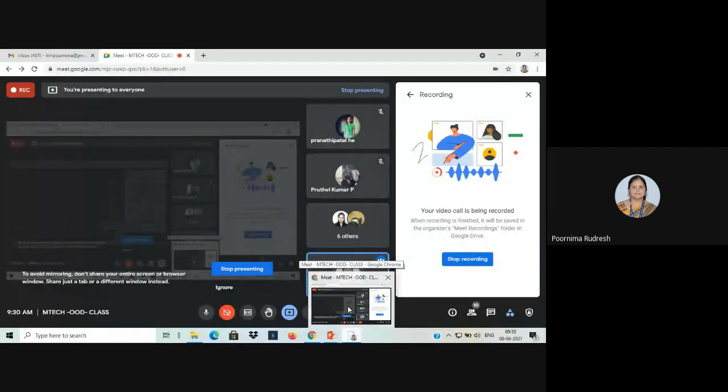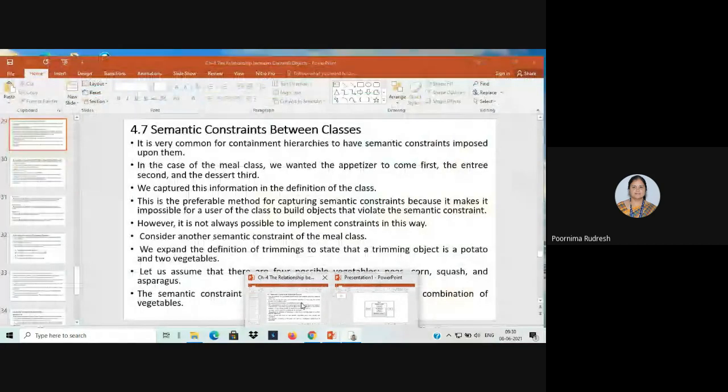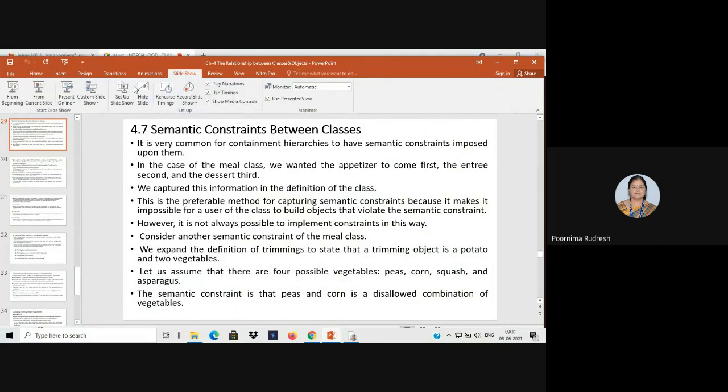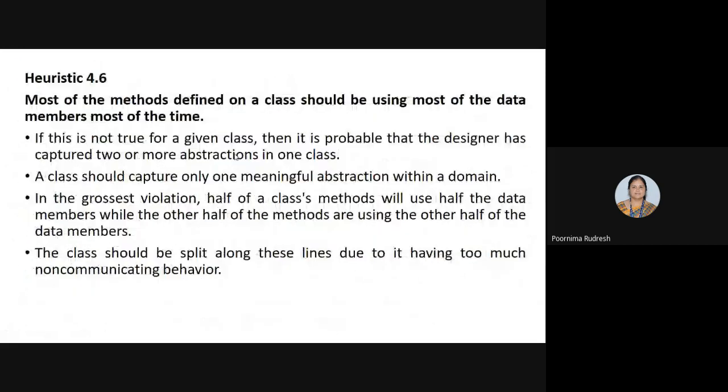Okay, good morning. We'll see what we discussed in the last class, and today I'm going to start with the semantic constraints between the classes. Slide is visible, right? Yes, ma'am. Yes. Okay. Before starting semantic constraints between classes, let me see what we discussed in the last class.